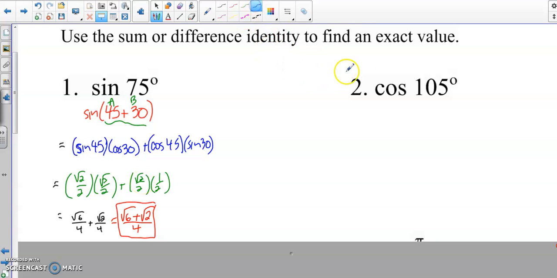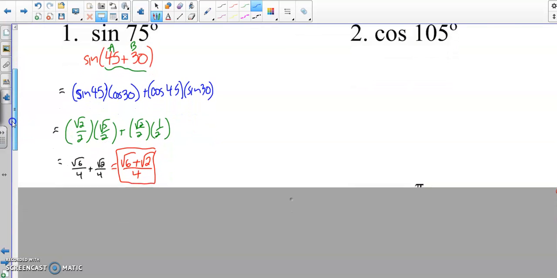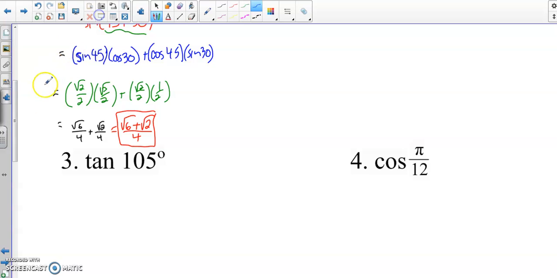Just keep in mind, I can get to 105 a few different ways. So I could do 60 plus 45. I could do 135 minus 30, as long as it's exact values that you know how to find. And just keep in mind the quadrants that you're in also. Okay, you don't have to do all these.